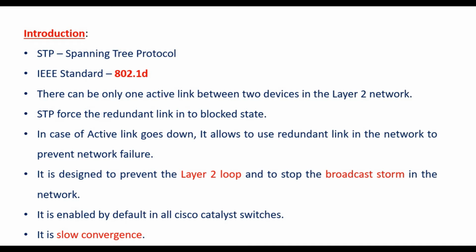Okay, so by default, STP is enabled on all Cisco Catalyst devices. We need not enable it. By default it is enabled, and it has slow convergence because, as we said earlier, if the active link goes down, it will go through some election process, and then the redundant link will come to the active state. So the time taken for it to become active makes it a slow convergence. This is overcome by another protocol, Rapid Spanning Tree Protocol, that we will discuss in the next video. So in this video, we're going to discuss Spanning Tree Protocol. It is a slow convergence when compared to RSTP.